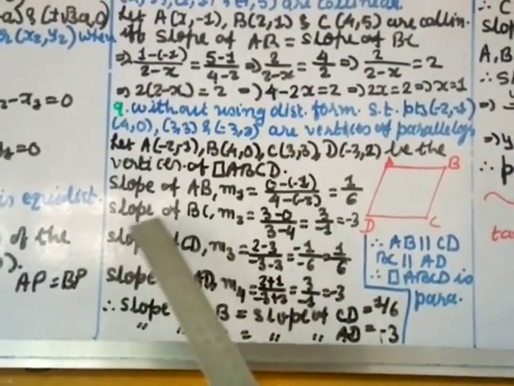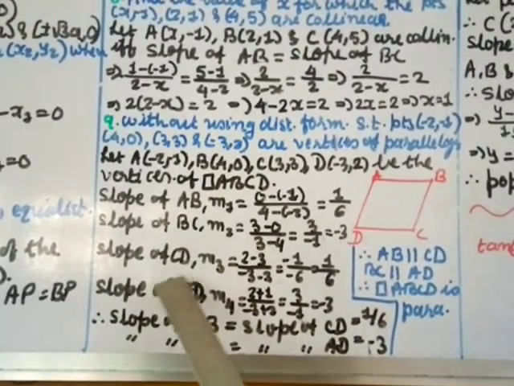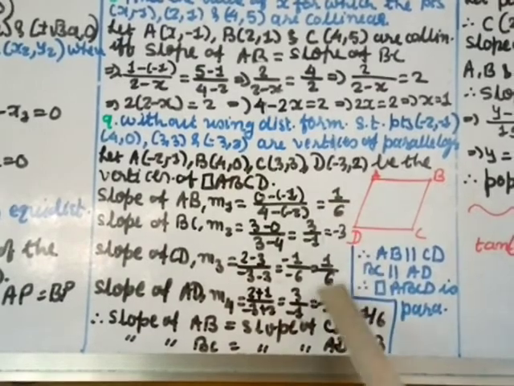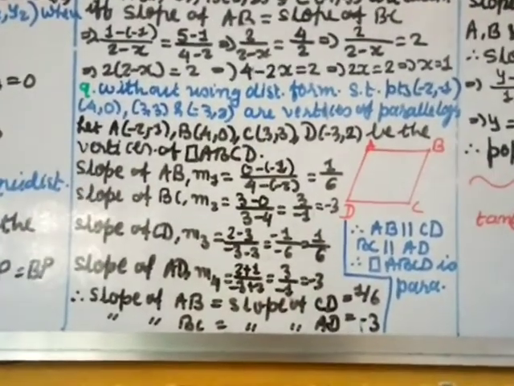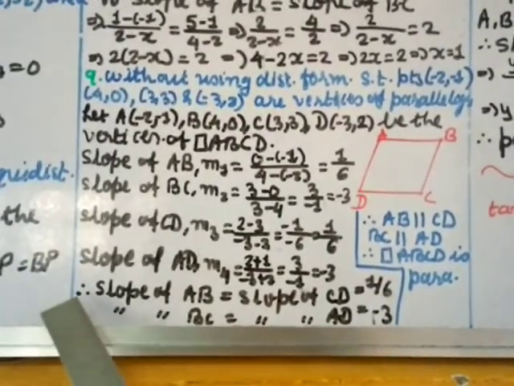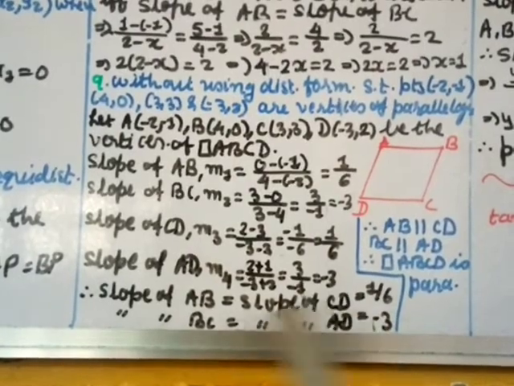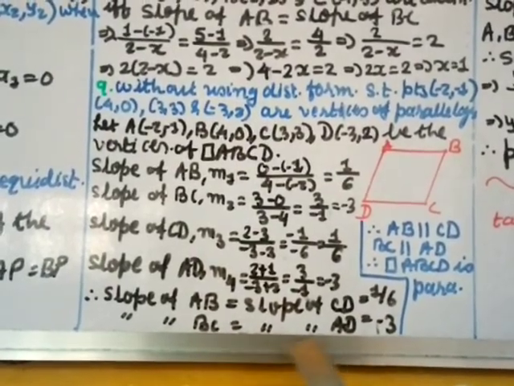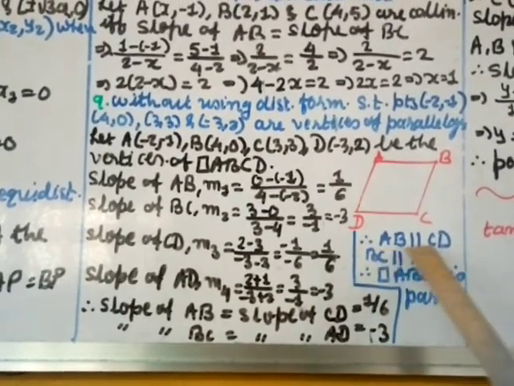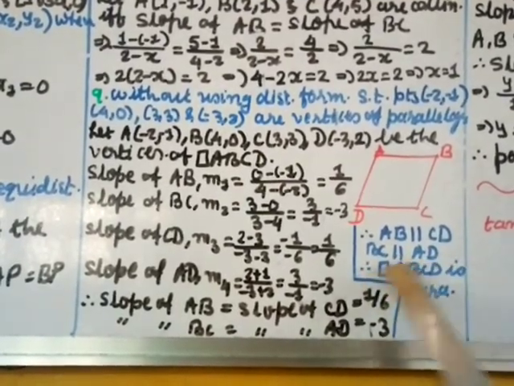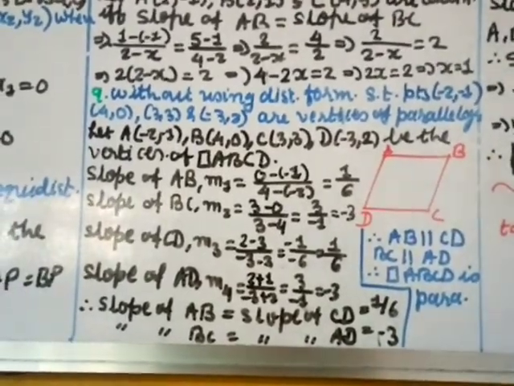Now you can see that the BC slope and AD slope are the same, and the AB slope and CD slope are the same: 1 by 6 and minus 3. So opposite sides are parallel. If the opposite sides are parallel, that means it is a parallelogram. So we can say that slope of AB equals slope of CD equals 1 by 6, and slope of BC equals slope of AD equals minus 3. So AB is parallel to CD and BC is parallel to AD, therefore quadrilateral ABCD is a parallelogram. This is the figure here.